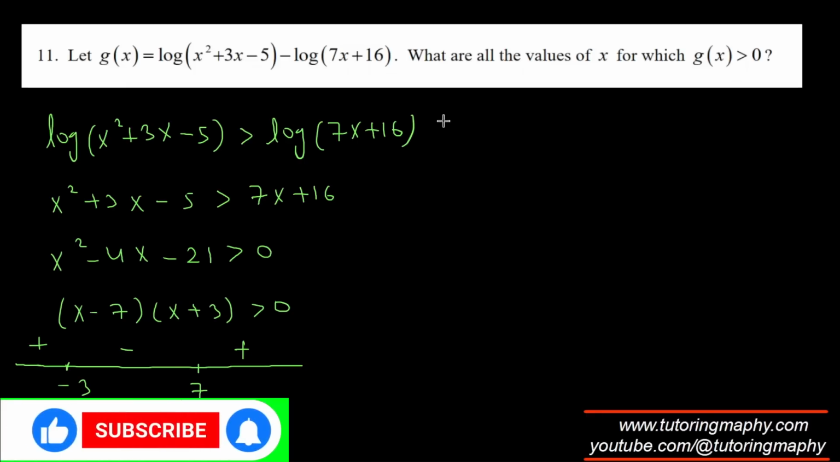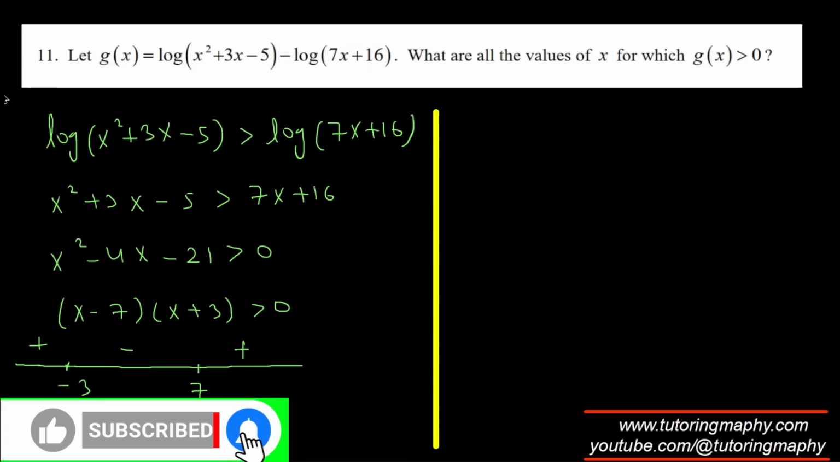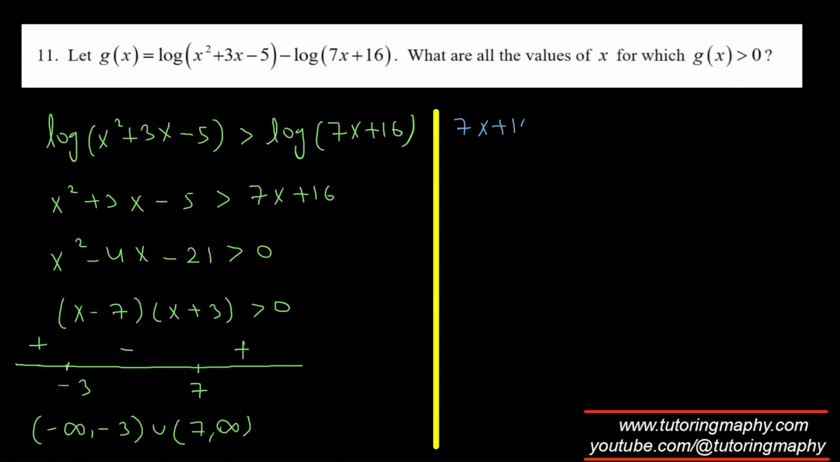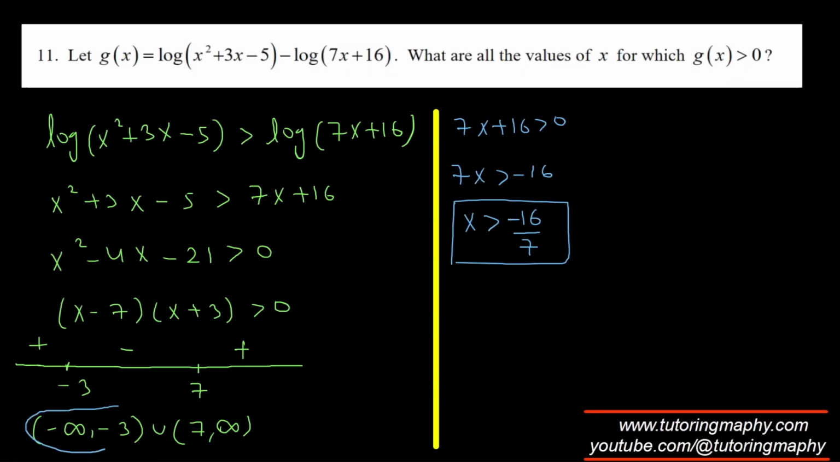But like I said, this is not our final answer. We need to make sure that the logs are happy with the solution. So this log is happy whenever 7x plus 16 is greater than 0, or 7x is greater than -16, or x is greater than -16 over 7. -16 over 7 is -2 point something. But definitely this entire region is not greater than -2 point something. It's definitely less than -3. So that should be rejected.